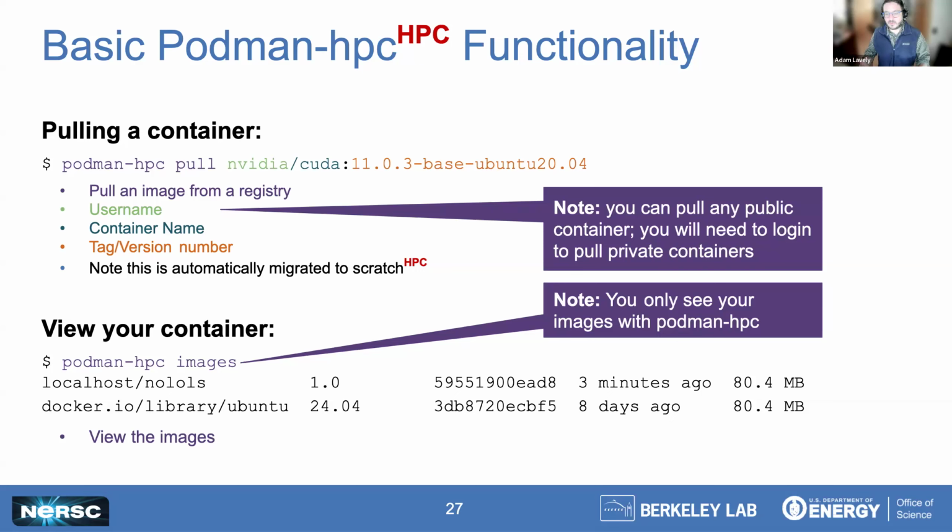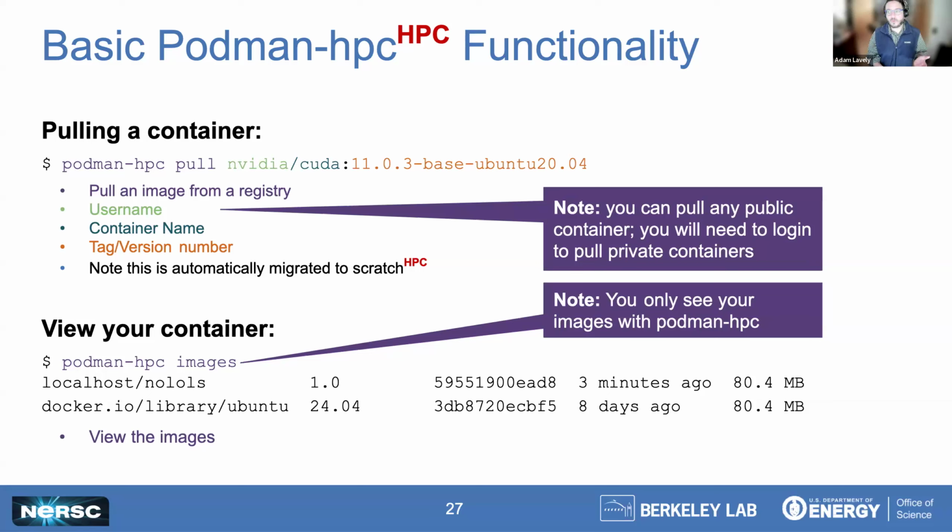Okay, and so when we do this pull, I talked before about how it puts it into the format. Podman-hpc is also going to automatically migrate this to Scratch. When you download a container, just like anything on our system, the best file performance that you're going to have is on Scratch. So when we pull, podman-hpc automatically pushes that to a space on Scratch so that you have access to it from all the compute nodes on the fastest file system that we have.